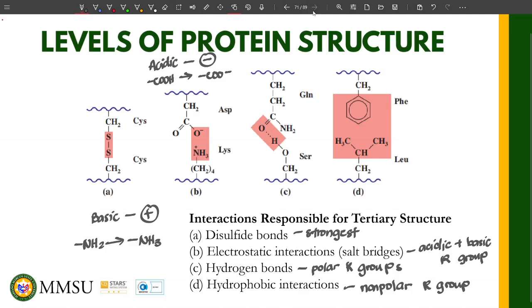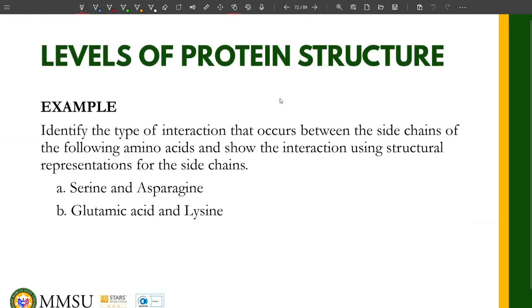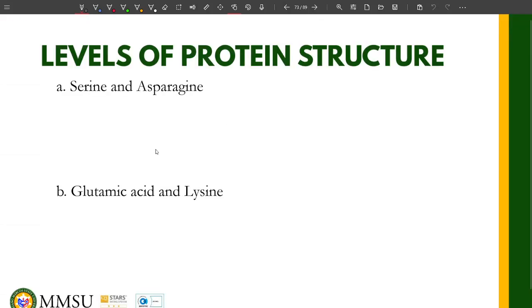I think I have an example here. Identify the type of interaction that occurs between the side chains of the following amino acids and show the interaction using structural representations of the side chains. First, we have serine and asparagine, and then glutamic acid and lysine. For serine and asparagine, we just have to write the structural formula of the side chain, because this is tertiary structure. All you need is the side chains.